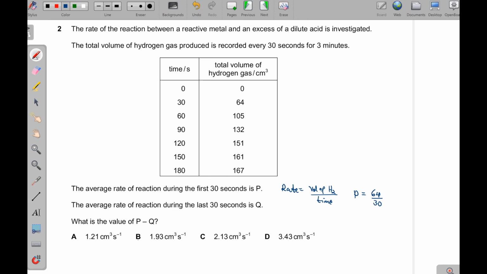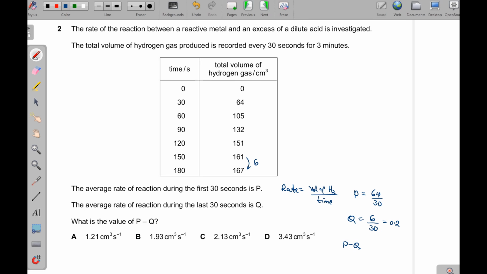30. Then they are saying the average rate of reaction during the last 30 seconds is Q. Now last 30 seconds from here to here, you're seeing they added 6, not so? So that means Q is going to be equal to, the volume there is 6, then divide by 30, which is the same as 0.2, 1/5. And then they are saying what is the value of P minus Q.